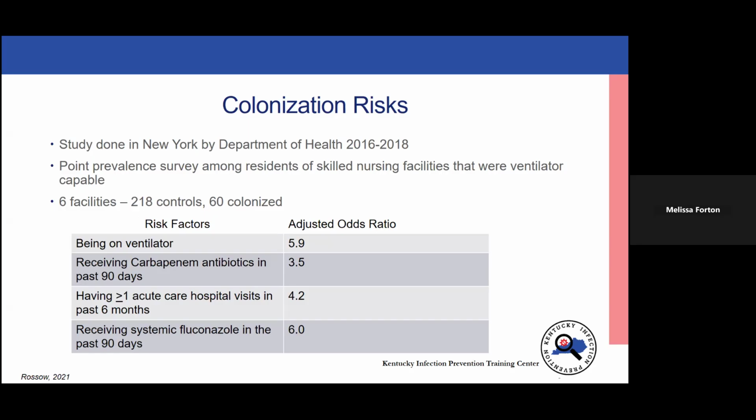There was a study done by the New York Department of Public Health in 2016 that lasted a few years. They did point prevalence surveys among residents of skilled nursing facilities that were ventilator capable. They did this at 6 facilities, and they had 218 controls. 60 of these patients were colonized. And they looked at the risk factors, and you can see that a patient being on a ventilator and a patient that had received systemic fluconazole in the past 90 days had a pretty high risk. The adjusted odds ratio was about 6 for both of those. So that put patients at a much higher risk of developing or acquiring C. auris. There was also an increased risk for those who had received carbapenem antibiotics in the past 90 days and those who had been at an acute care hospital at least once in the previous 6 months.